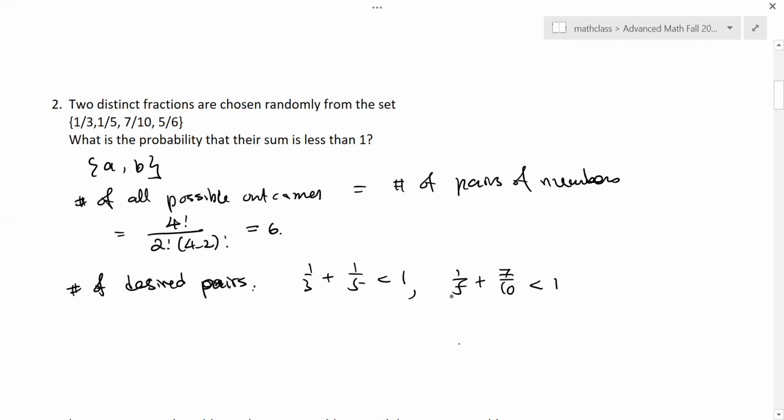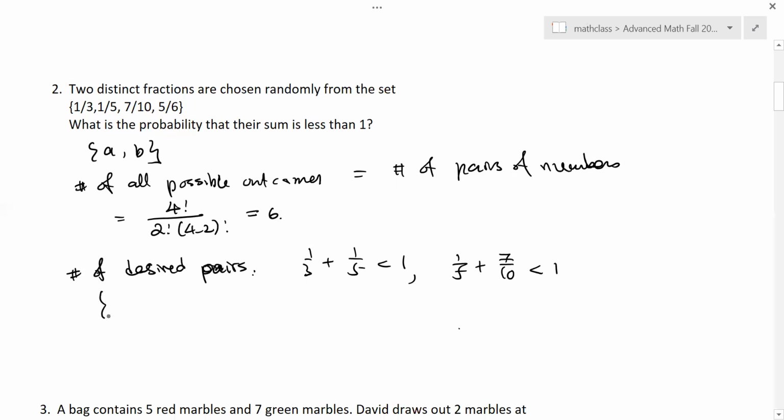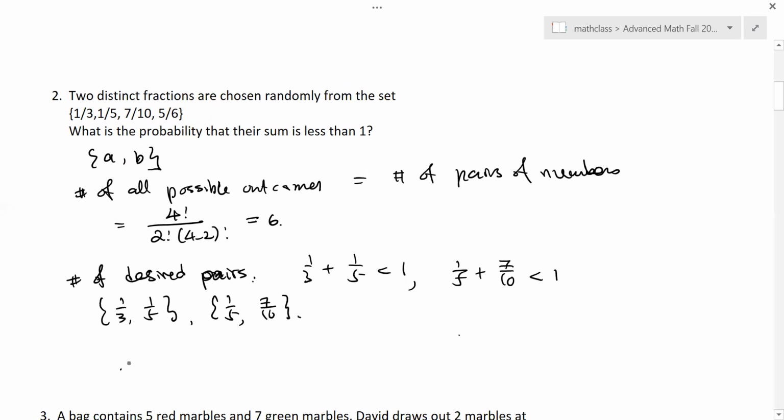All you have to do is just double: 2 over 10, 2 plus 7 is 9. And 7/10 plus 5/6 is clearly larger than 1. So you only have those two pairs of numbers, since we don't count the order. Clearly, the probability is 2 pairs over 6. Okay, the answer is 1/6.